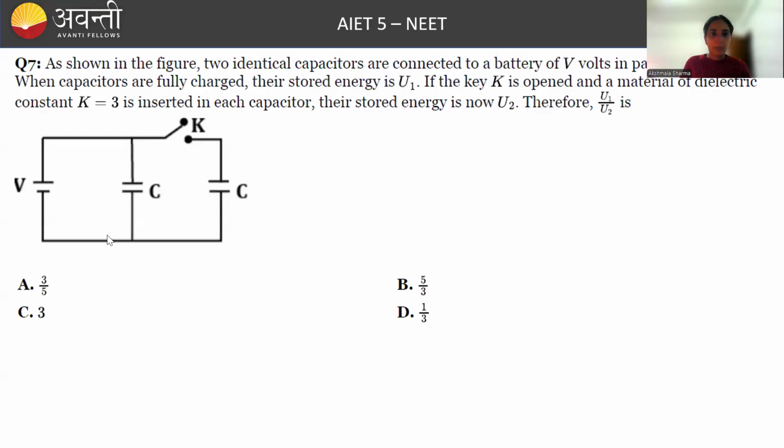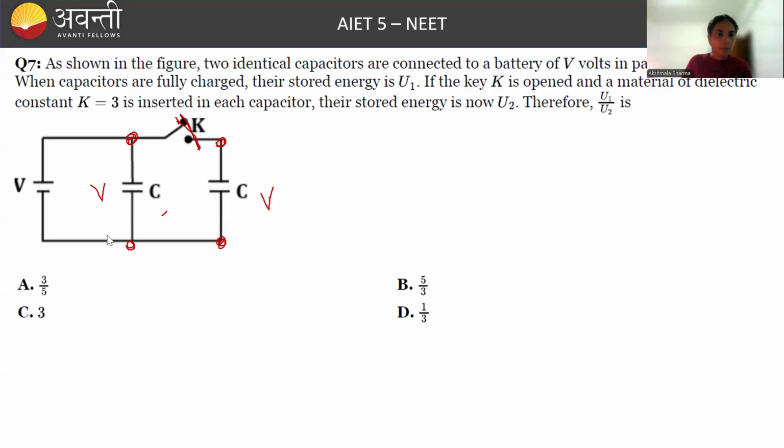Now let's do another question. As shown in the figure, two identical capacitors are connected to a battery of V volt in parallel. Initially when they are connected, the switch must be closed. Then this capacitor will have potential difference V, and this also will have potential difference V. So this will have a charge of CV, and this will also have a charge of CV.